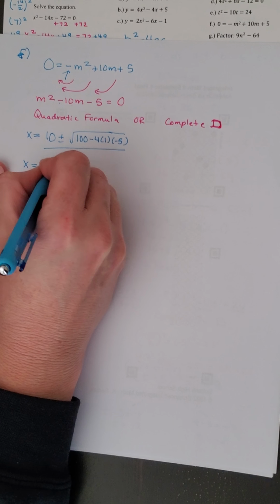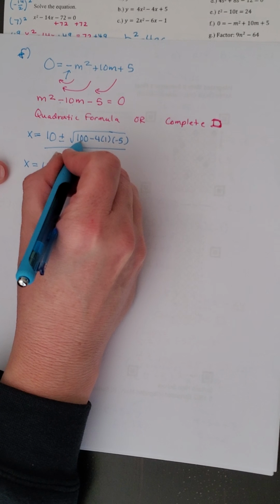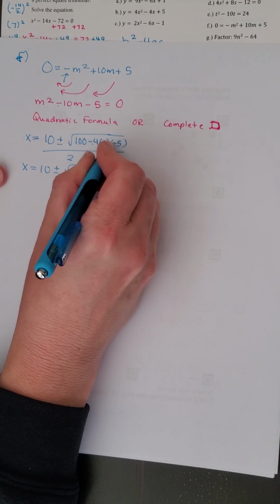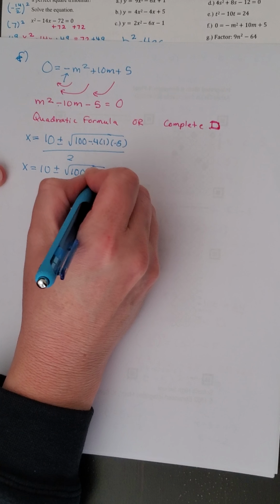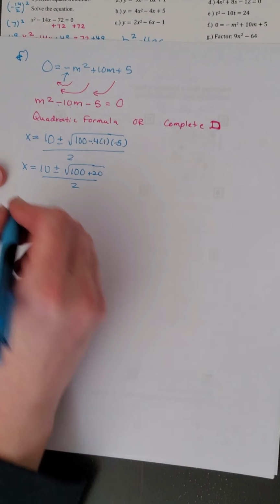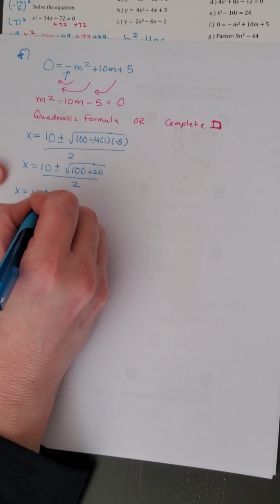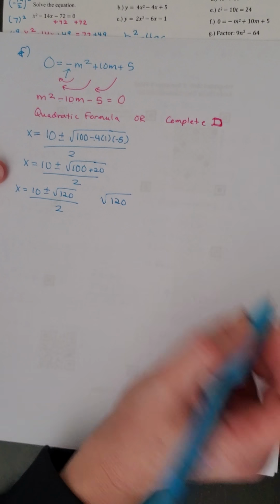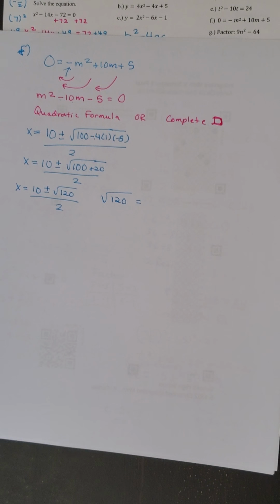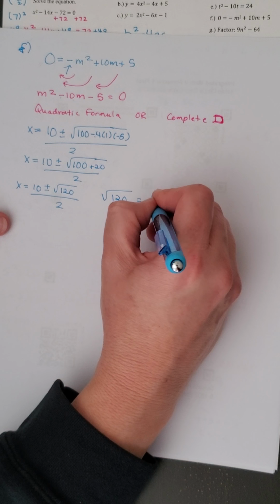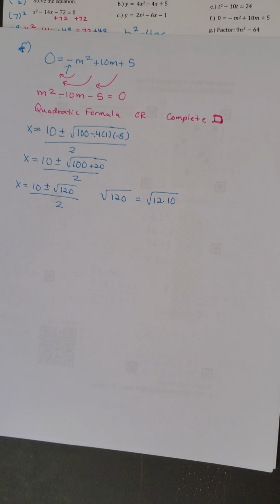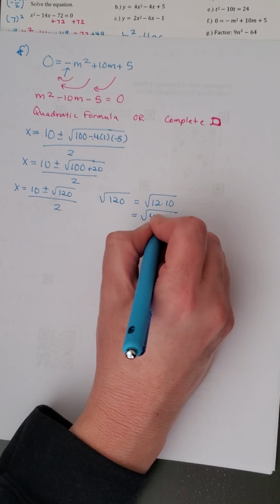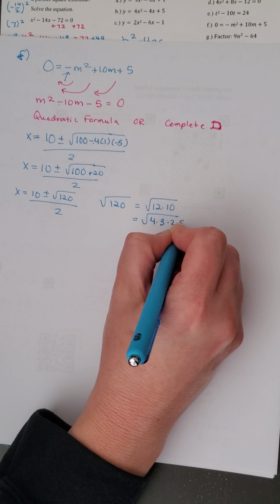X equals 10, plus or minus the square root of, that would be 100. That would be 4 times 1 doesn't do anything. Negative 4 times negative 5 is positive 20, all over 2. So that's x equals 10 plus or minus the square root of 120 over 2. Now, square root of 120 is not a perfect square. I know 10 goes into it, so it's 12 times 10. I still don't see a perfect square. But I do see that that's 4 times 3 and 2 times 5.